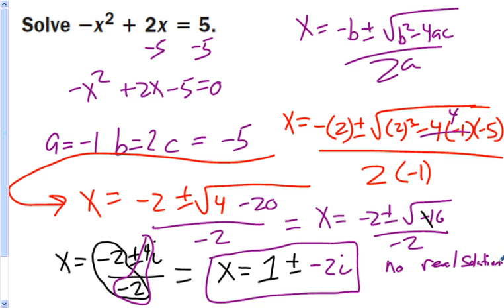because there's no real x-intercept, but it does have 2 imaginary solutions. And the imaginary solutions are 1 plus negative 2i and 1 minus negative 2i.